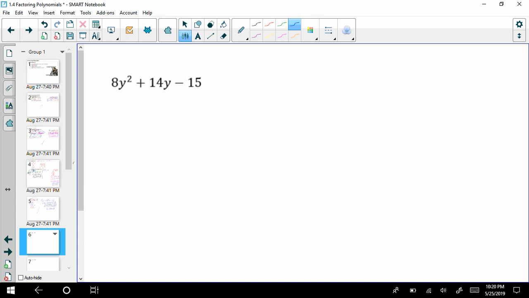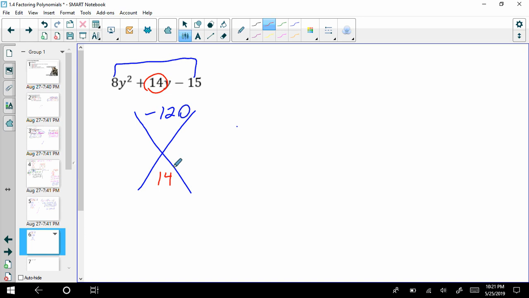Okay, next one. Even though these are y's, it works the same way. So if we morph it, I'm going to multiply, so 8 times negative 15. Ooh, that's a negative 120. And I want to add to 14. So they have to multiply to negative 120, but add to a positive 14.